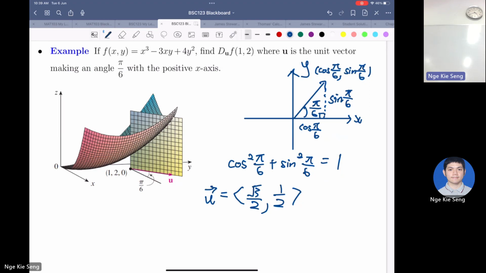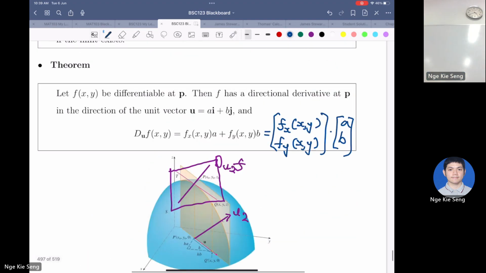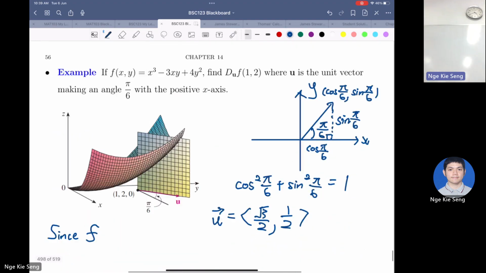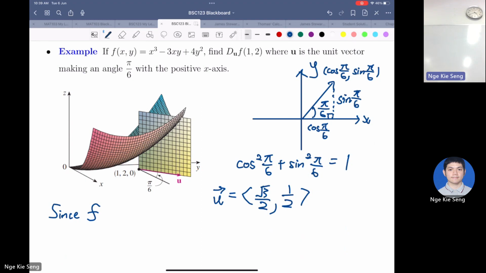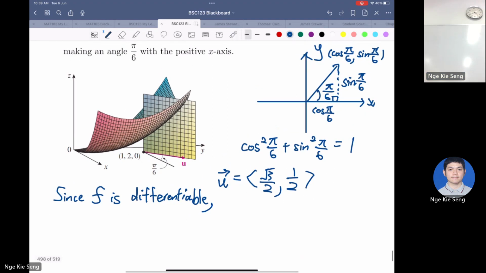So can we apply the theorem or not? Why? Why can we apply the theorem? Let f be differentiable. So is f differentiable? Yes, because this is a polynomial function. A polynomial function is always differentiable, not just continuous but also differentiable. Actually, we call polynomial functions smooth because they can be differentiated infinitely many times. So it is smooth. So by the theorem, what's the formula?